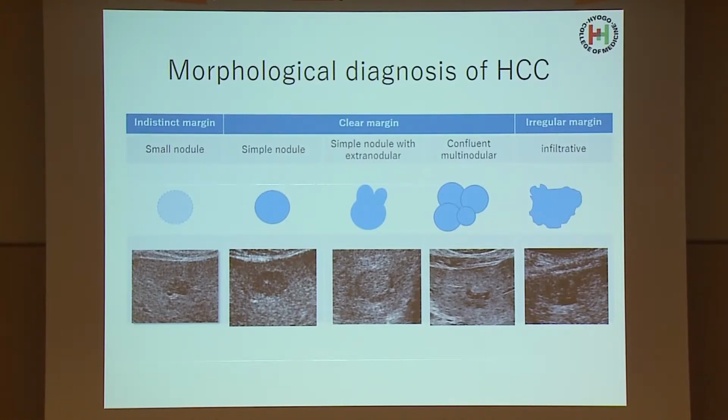As you well know, it is difficult to distinguish between so-called borderline lesions and well-differentiated HCC in small nodule with distinct margin type. On the other hand, it is easier to reach the diagnosis in simple nodule type with clear margin. However, in cases with extranodular and infiltrative type, an accurate tumor diagnosis may be essential as the tumor can be malignant enough to affect treatment strategies.